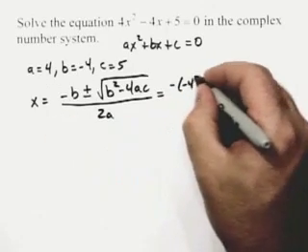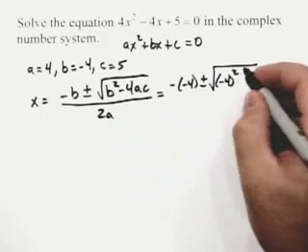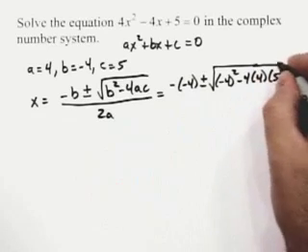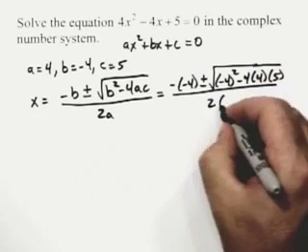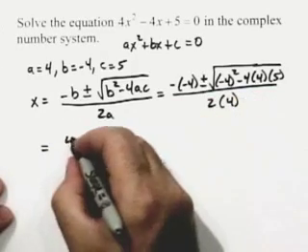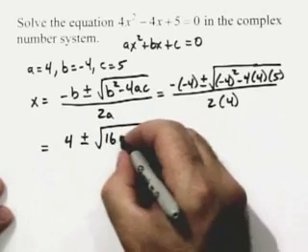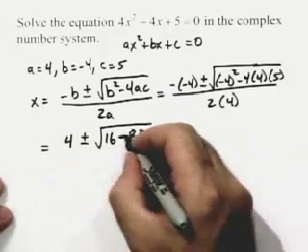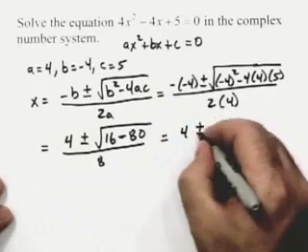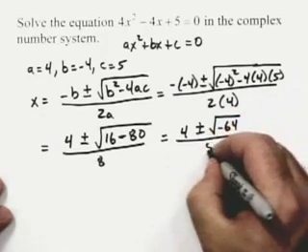So we'll have negative 4 plus or minus the square root of negative 4 squared minus 4 times 5, all over 2 times 4. I'll clean that up. We'll get a positive 4 plus or minus the square root of 16 minus 80, all divided by 8. We'll have 4 plus or minus the square root of negative 64 divided by 8.